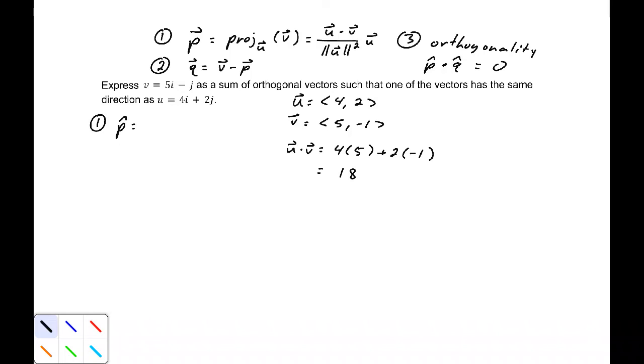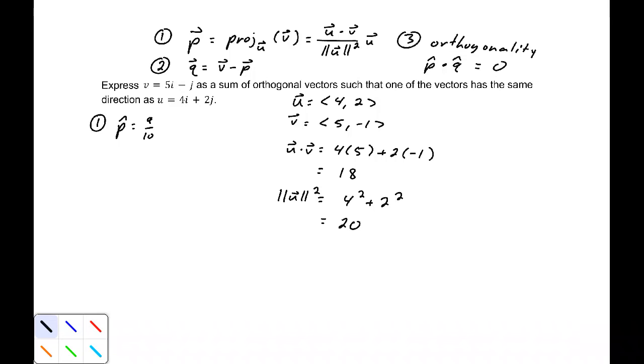And then we also need the magnitude of u squared. By definition of magnitude, we square the components, sum them, and take the square root. However, in this case, we're also going to square that result, so we'll forget the square root part. We'll take the vector components 4 and 2. We'll have 4 squared plus 2 squared. 4 squared is 16, 2 squared is 4, so this result is 20. Now because that's going to be a scalar, let's go ahead and reduce that. We'll say 18 divided by 20. That'll be 9 over 10.